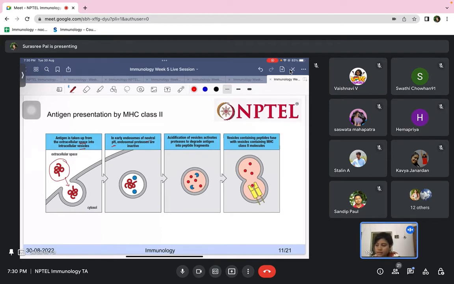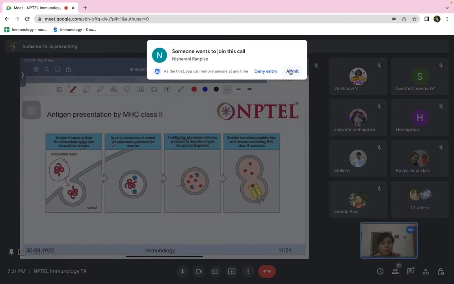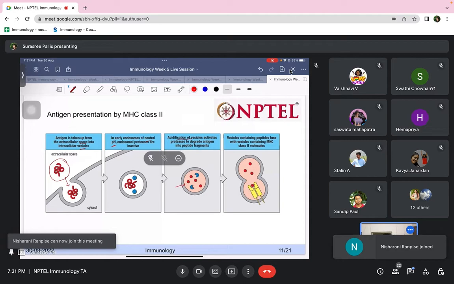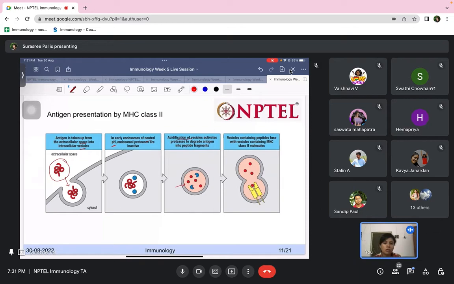So later on, this acidification of the vesicle takes place, which activates the proteases, and the proteases will now degrade the antigenic protein to short peptide fragments. Alright, now after this acidification, after these proteins are fragmented, the MHC class 2 molecules will bind to the antigenic peptides, and then they will be expressed on the cell surface. So this is the overview of the event that is happening.